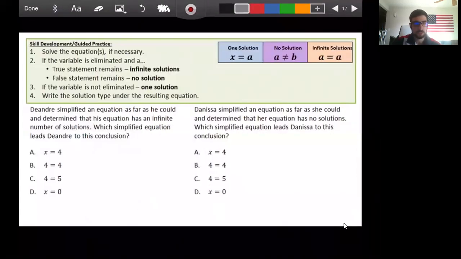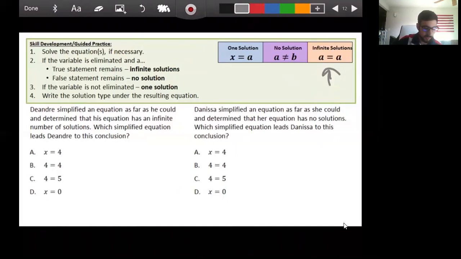All right, so let's go through this. DeAndre simplified an equation as far as he could and determined that his equation has an infinite number of solutions. Which simplified equation leads DeAndre to his conclusion? So infinite solution, a equals a, means it's going to be the same thing equal to each other. You'll notice they're the same. So I need to look for something like that over here.